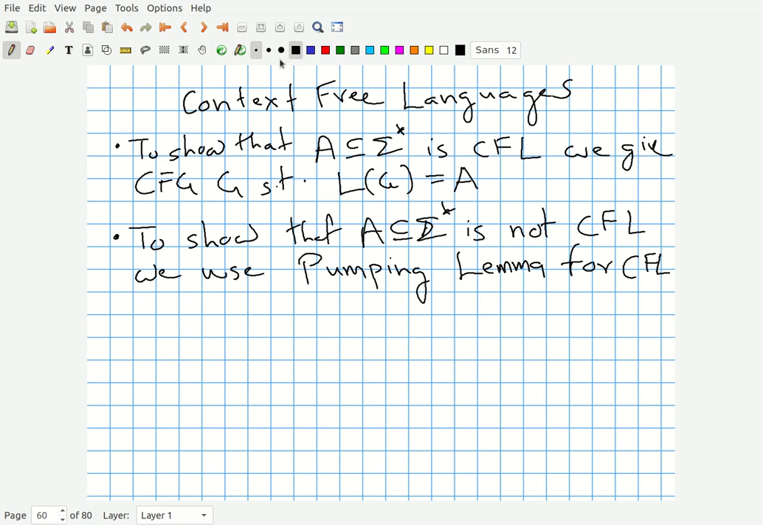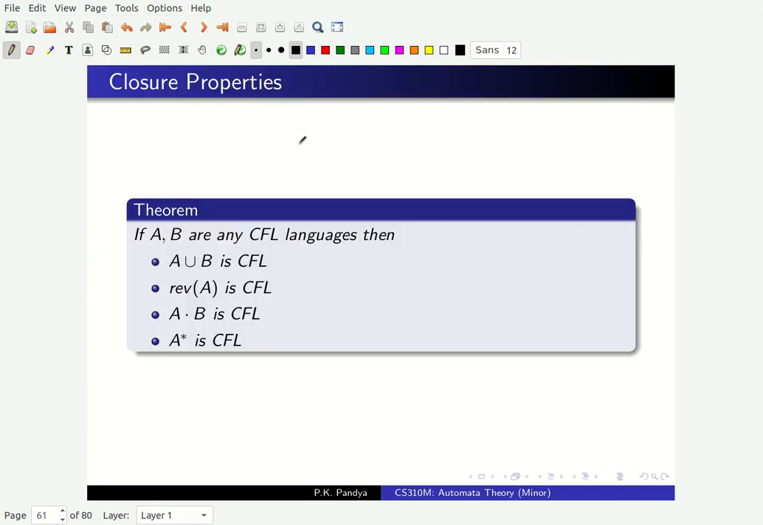Now, today we will study what are called the closure properties of context-free languages. Here are some closure properties, but we can state it briefly as follows. CFL, context-free languages, are closed under the operations of union, catenation, reverse, Kleene closure. At least these four are true. So what do we mean by saying that CFL are closed under these operations?